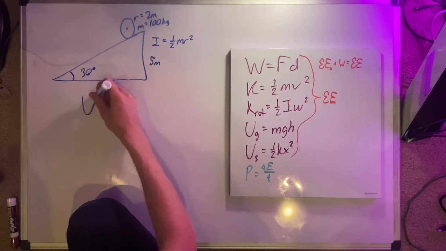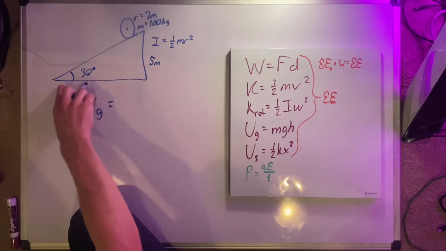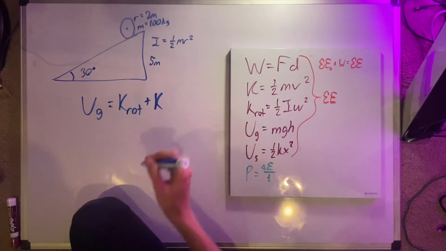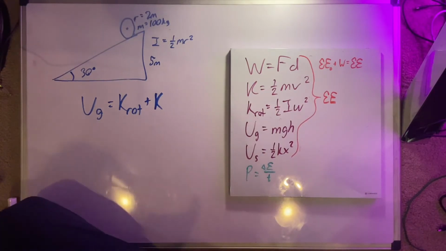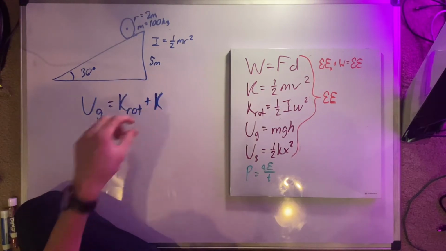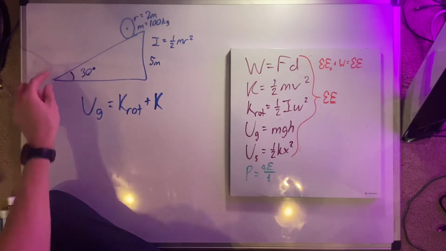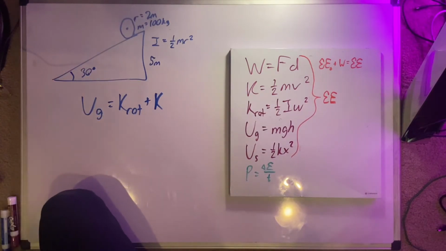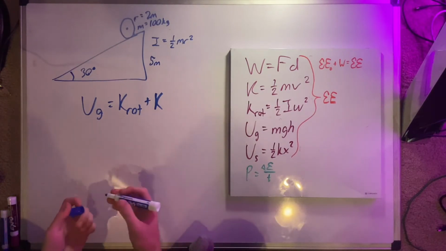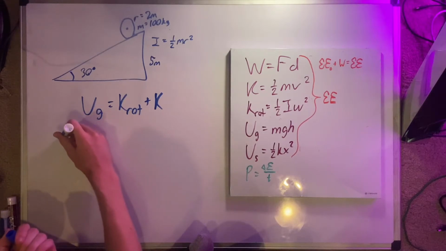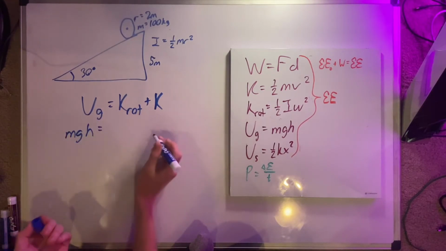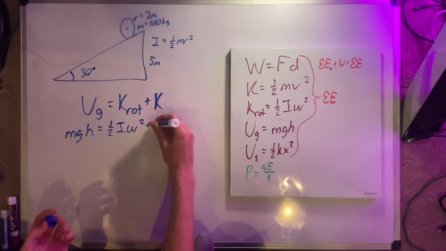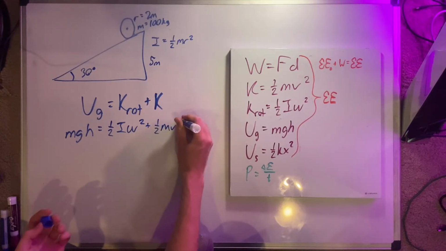So we have UG is equal to, at the very bottom, a K rotational, and also just a normal kinetic translational energy, because this thing will be moving downwards as well as spinning. So therefore, we're going to have both K rotational and that. Now let us solve for everything. We have mgh is equal to K rotational, so 1/2 I w squared, plus K final, 1/2 mv squared.